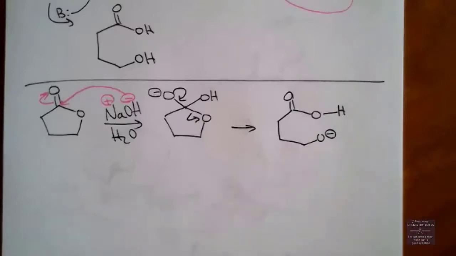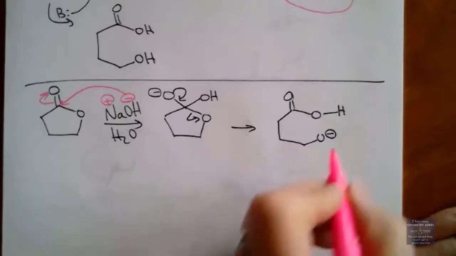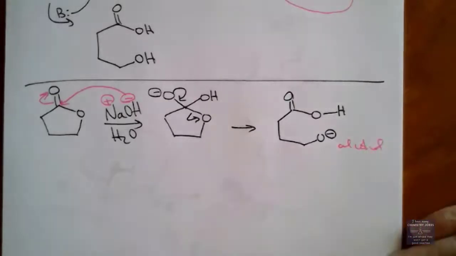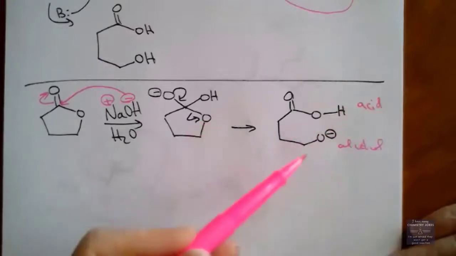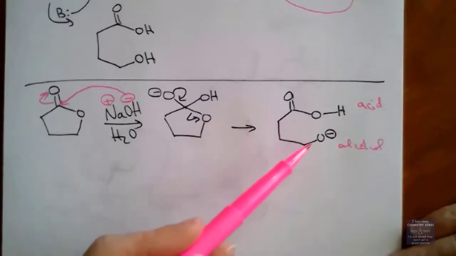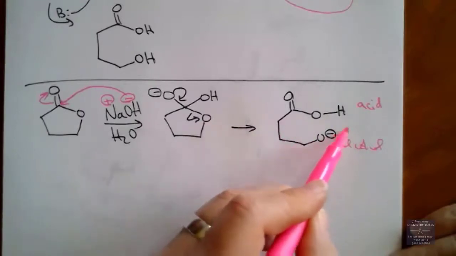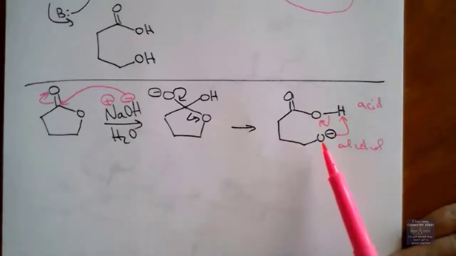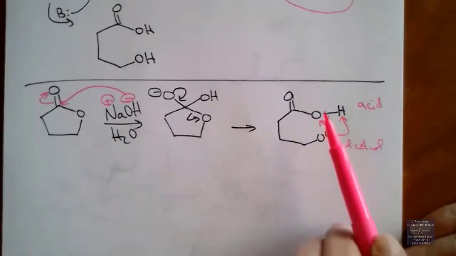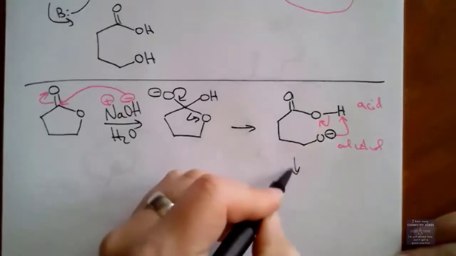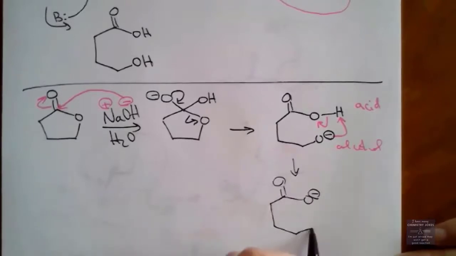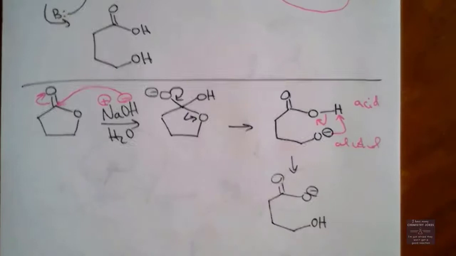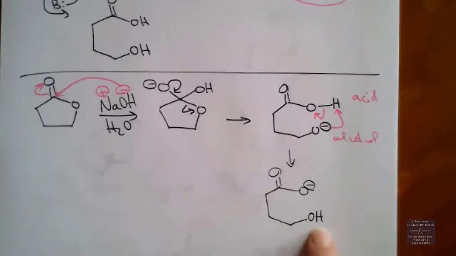This is the conjugate base of what functional group? This is a carboxylic acid. These things cannot coexist in solution. So you will get a proton transfer between the conjugate base of the alcohol and the carboxylic acid because those guys cannot coexist. So you end up with a carboxylate and an alcohol. Got it? Cool.